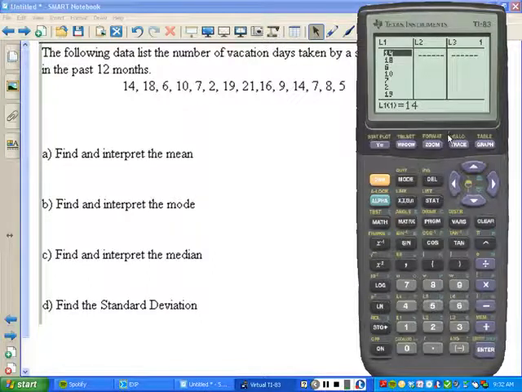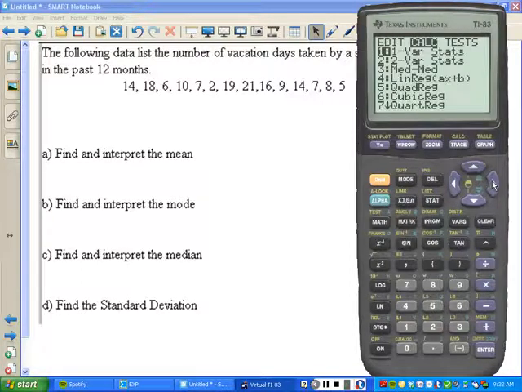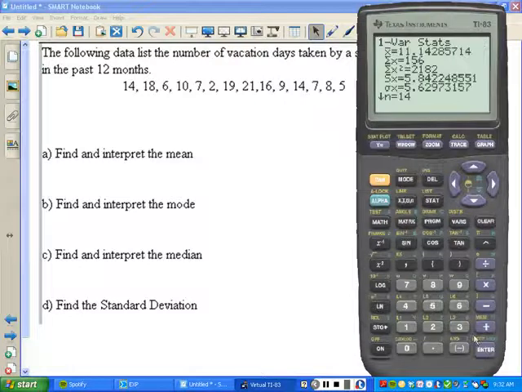Okay. Now, how do I get the data? How do I get the answers? Stat, calc, one variable statistics. What do you press now? You can just press enter, or you can hit second number 1, either one. Okay, either way it's going to work. Just don't press delete on the little list, and it'll work really good. Okay. So what do we get? Well, the mean is 11.14, so find and interpret the mean.